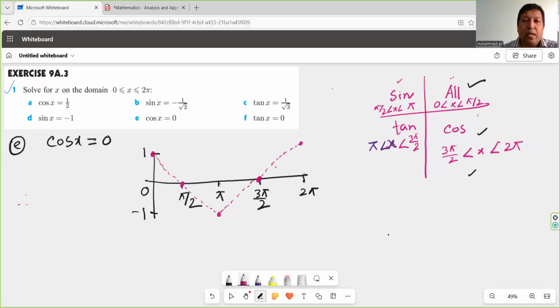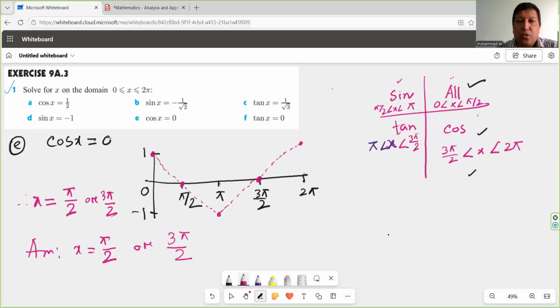we found here when x value is pi by 2, cos x equals 0. So we have to write here x equals pi by 2. And when x value is 3 pi by 2, cos x equals 0 as well. Final answer: x equals pi by 2 or 3 pi by 2. So these are the answers for E number.